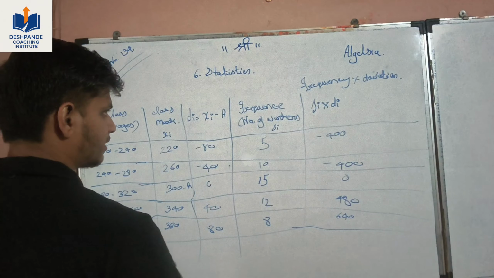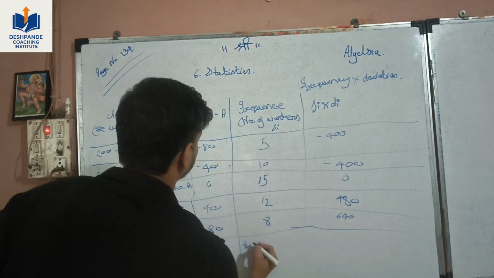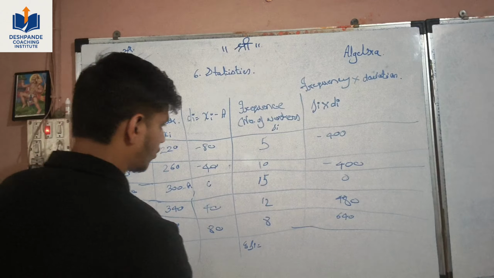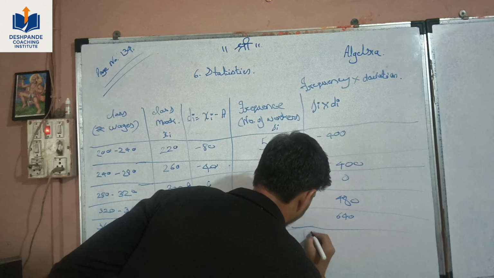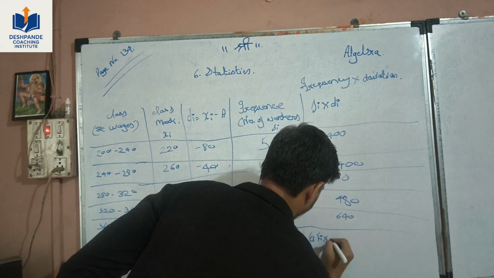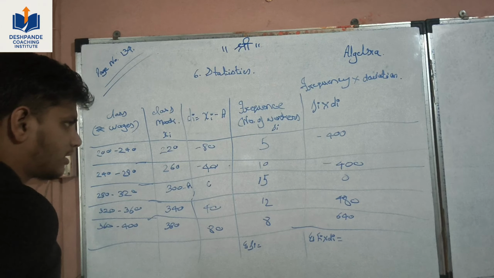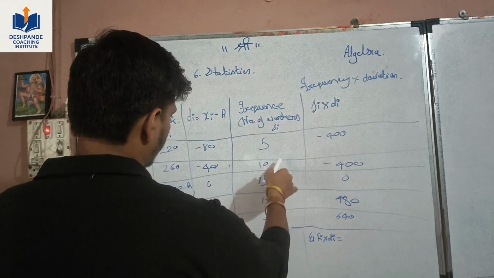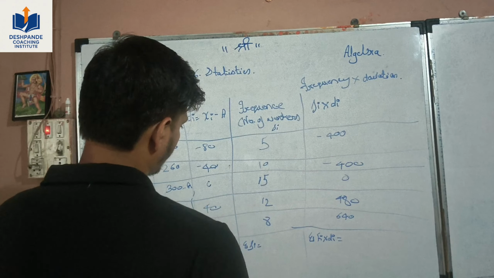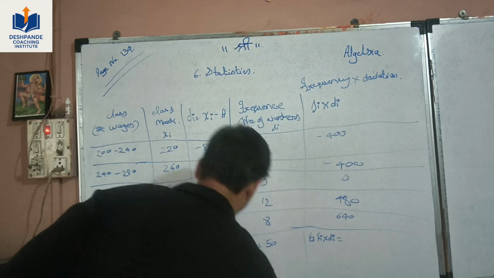So at last we have to take the summation of both the columns. So what will be here? Summation of Fi. Summation of Fi is equal to what will be the total of this column, and for this column summation of Fi into Di. I mean Fi dot Di. Dot sign denotes multiplication. So 5 plus 10 is equal to 15, 15 plus 15 is equal to 30, 30 plus 12 plus 8 is equal to 20, 30 plus 20 is equal to 50.